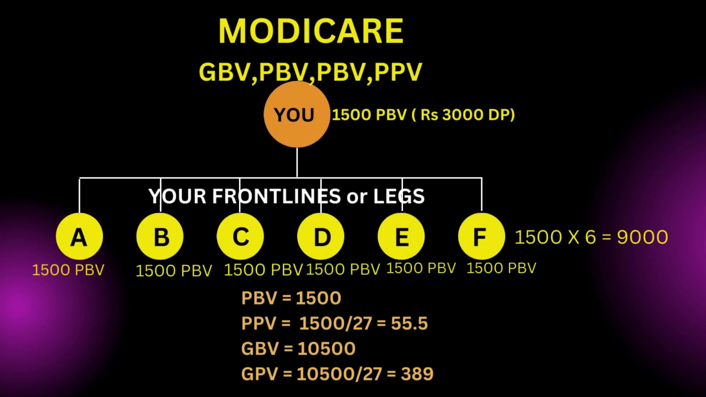So with the structure, let's understand the GBV better. Let us say you have sponsored 6 people, which are your front line, A, B, C, D, E, F. You have purchased products worth 3,000 at DP price, that is having 1,500 as PBV. Similarly, your team A, B, C, D have purchased for 3,000 rupees, having PBV of 1,500. So in this case, the PBV is 1,500, PPV is 1,500 divided by 27 is 55.5, and group business volume is 10,500. How? 1,500 into 6, 9,000, plus your PBV of 1,500 is equal to 10,500, and the corresponding GPV is 10,500 divided by 27 equal to 389.